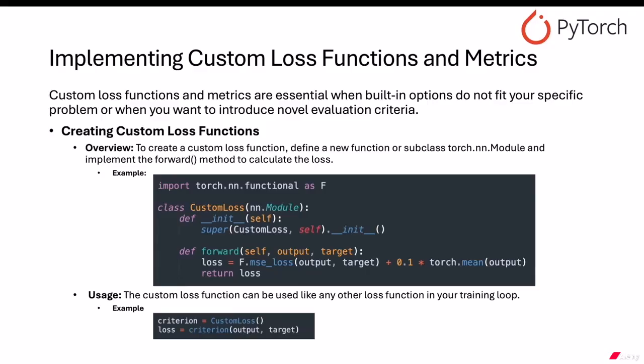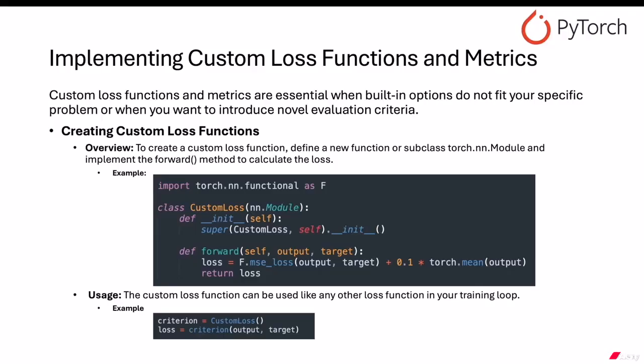Create the custom loss class with nn.Module and define the two functions, init and forward. Inside init, I'm just going to call the super class, passing CustomLoss and self, and call the initialization method of super. And then in the forward function, I'm passing self, output, and target, and loss equal to F.mse_loss, pass output and target, plus 0.1 times torch.mean of output, and then return the loss.